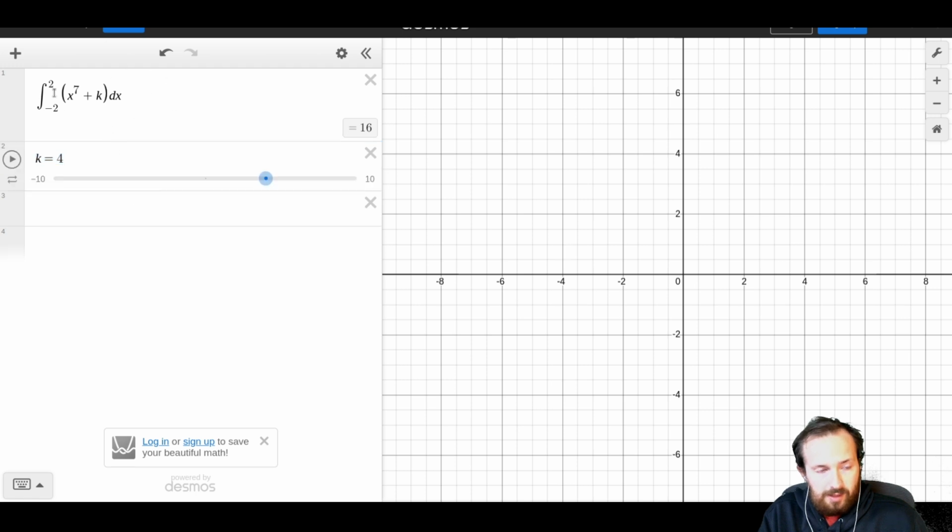And you can verify that by hand. If you actually plug in k equals 4 here and then evaluate that integral between -2 and 2, you should get 16. And that's what they're asking for. So that's why k equals 4.